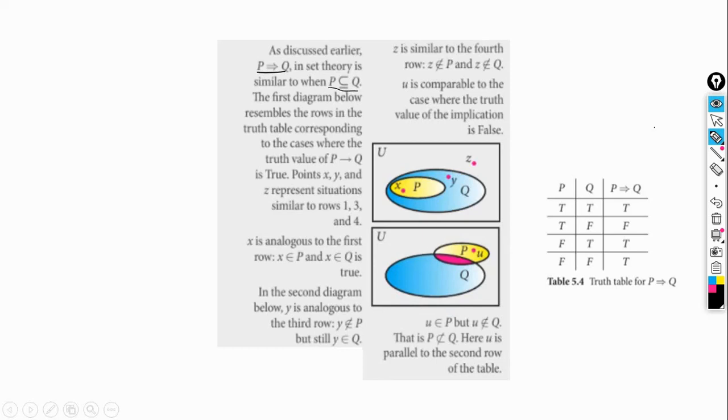Notice that X, in this case here, represents the first row of the truth table. Because X belongs to P and X also belongs to Q, therefore P is a subset of Q. Y, on the other hand, represents row 3, where Y is not in P, but it is in Q. Z, on the other hand, represents row 4, where it's false for both cases, but true for if P then Q. And then finally, the case of U would be the second row, where we notice that although U belongs to P, it does not belong to Q, therefore P is not a subset of Q.